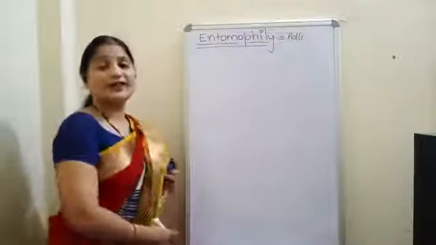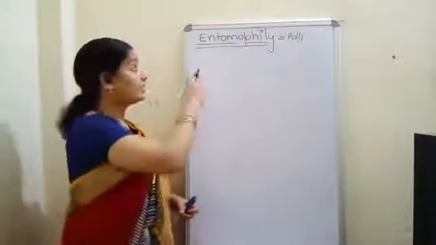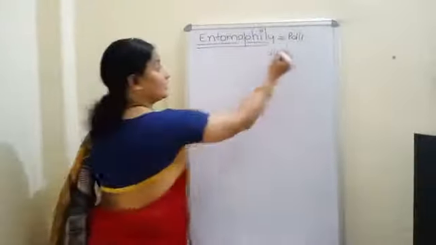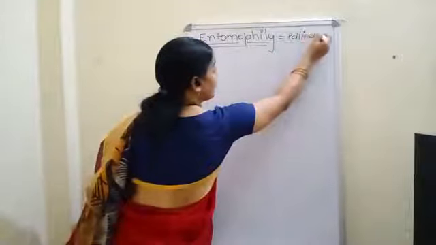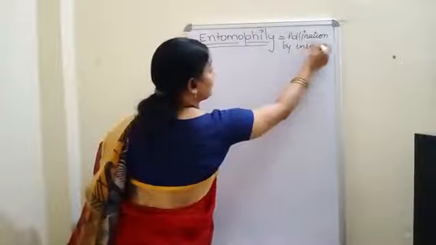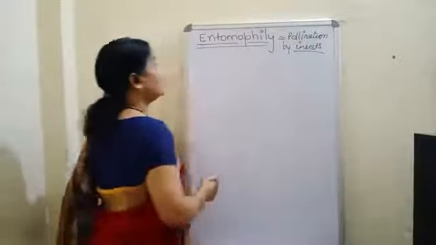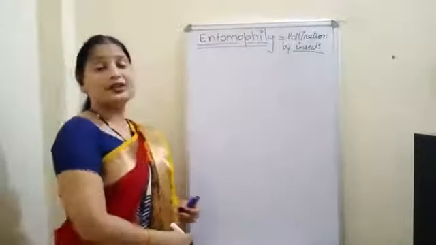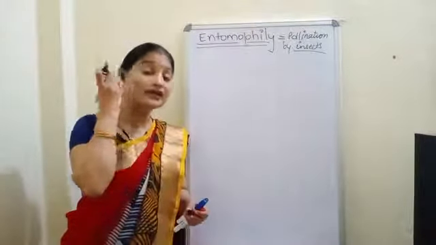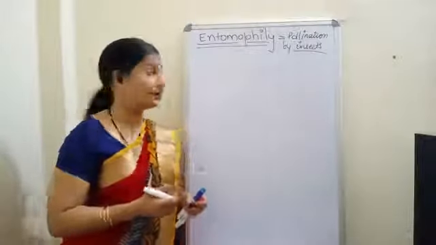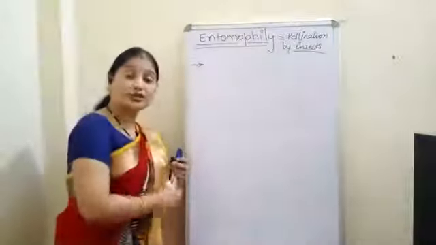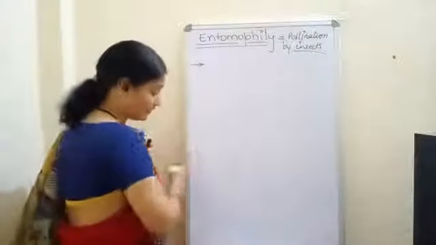Now, our next type of cross-pollination is entomophily. The meaning of entomophily is pollination by insects. I told you that the pollination with the help of insects is called entomophily, and the flowers are called entomophilous flowers. Now see what adaptations or characters should be there in case of entomophilous flowers.